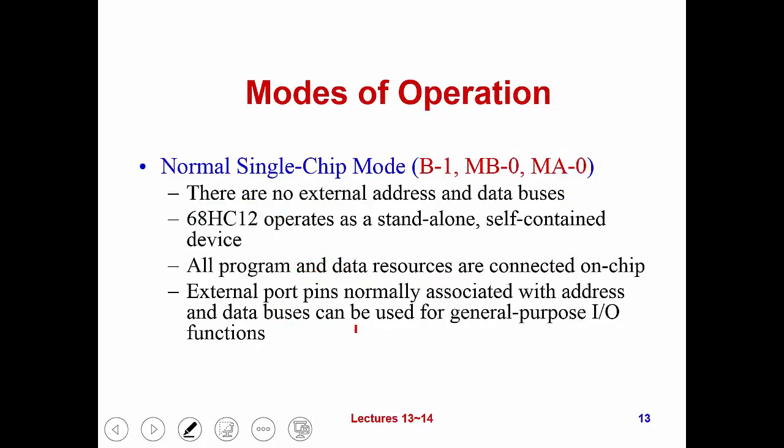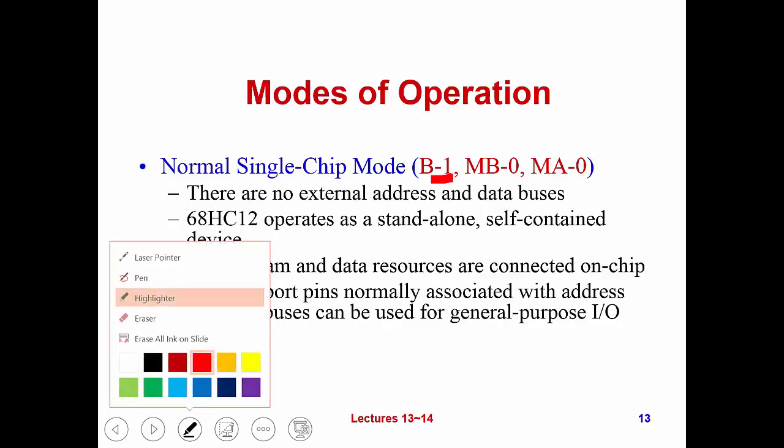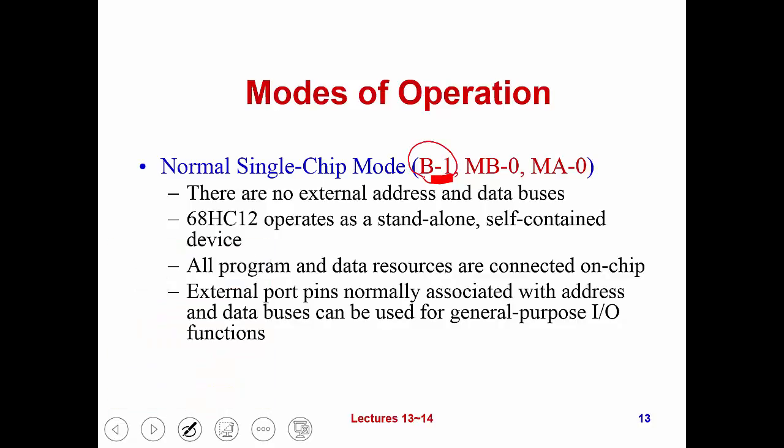So here I give you guys a little bit more explanations about them. We see when it runs in the normal single chip mode, which means what? When mode C is 1, mode B is 0, and mode A is 0, so we have 1, 0, 0. We have no external address and data buses because it works by itself. It works alone, self-contained. Everything is done on a single chip. So all ports are used for general purpose input-output function.